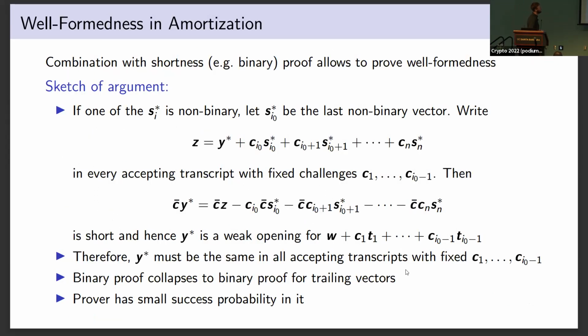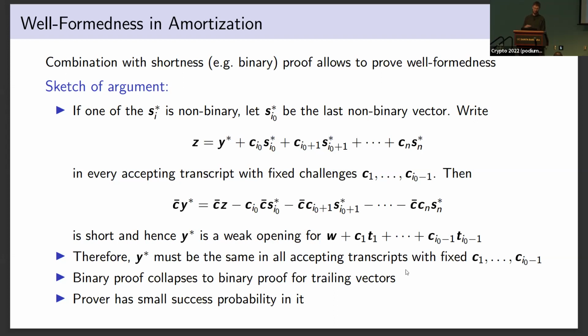It turns out that if in addition we have some protocol that actually proves shortness of all the SI, for example some binary proof, then we can use this protocol and reason that the Z must be well formed again. And the argument goes something like this. In the extraction, we get all these weak openings Si star. And since there's a binary proof, we actually expect that they are all binary. So we can ask ourselves what happens if they don't turn out to be binary.